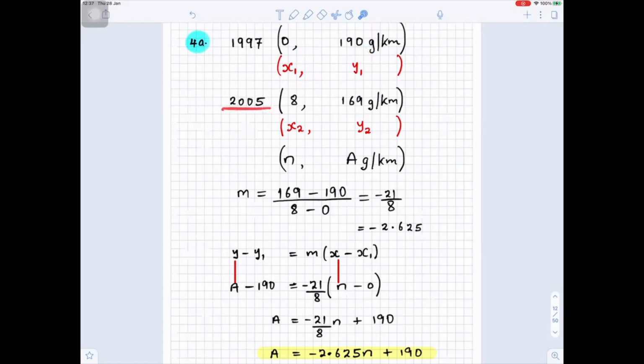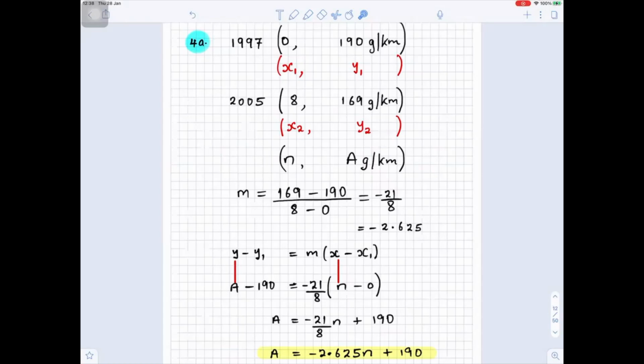In 2005, that is 8 years. From 1997 to 2005 is 8 years. So X2 is 8, and you emit 169 grams per kilogram. That's Y2. And for n years, you emit A grams per kilogram.